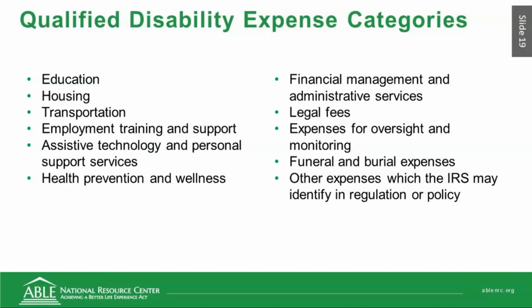But before we get into some of the specific examples, I wanted to tell you that we will be going through each of the categories in that first column. We'll be covering education, housing, transportation, employment training and support, assistive technology and personal support services, and health, prevention and wellness. In addition to that, we'll be covering basic living expenses. And that's in addition to the housing expenses we've already listed.